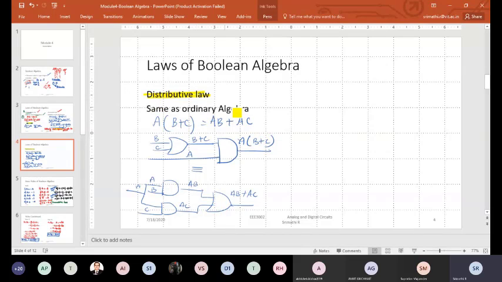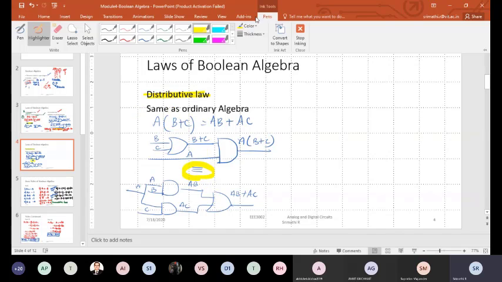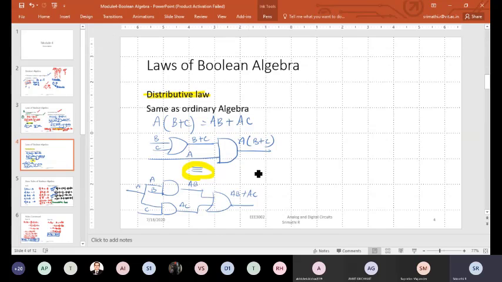So distributive law is the same as ordinary algebra. If I am writing A into B plus C, that is also equivalent to AB plus AC. And in the same way, the second logic combination is A plus B into C, which is also equal to AB plus AC. This diagram belongs to this equation.